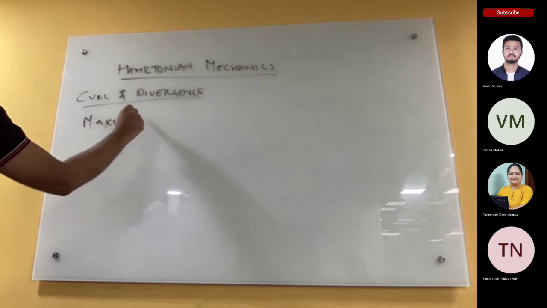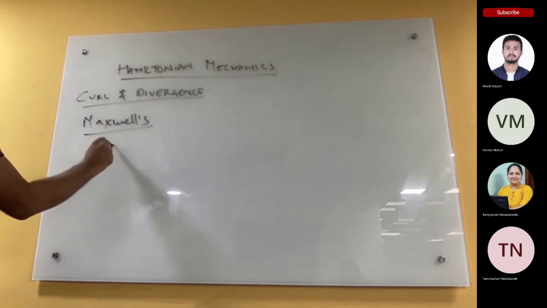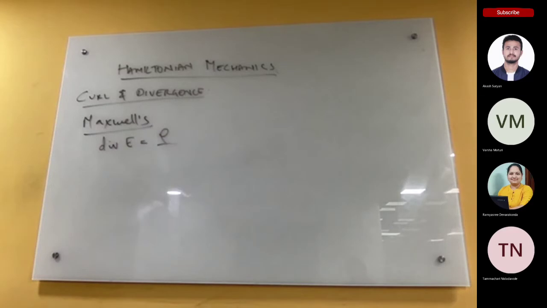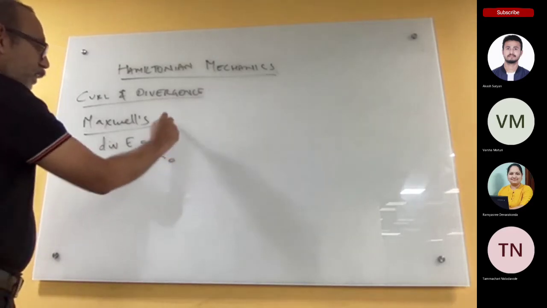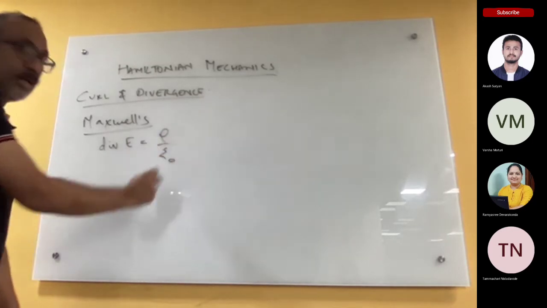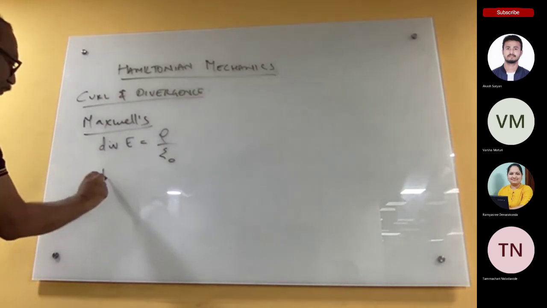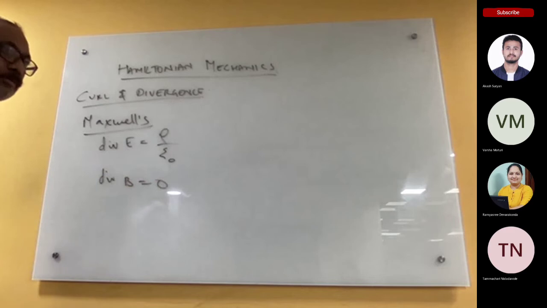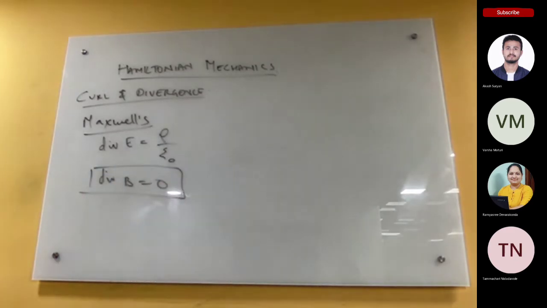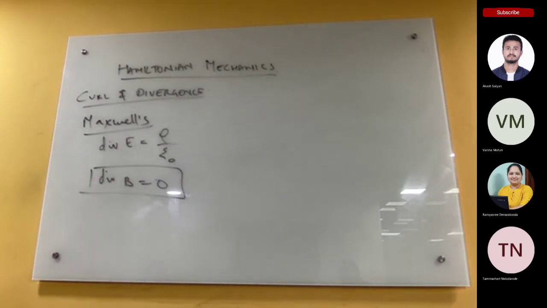Maxwell's electromagnetic equations. Don't worry about this, but you should probably know it. The divergence of an electric field is rho by epsilon 0, where rho is the charge density. And the divergence of the magnetic field is always 0. This is probably the law which makes it possible for you and me to have cell phones. If this was not 0, then you would not get it.